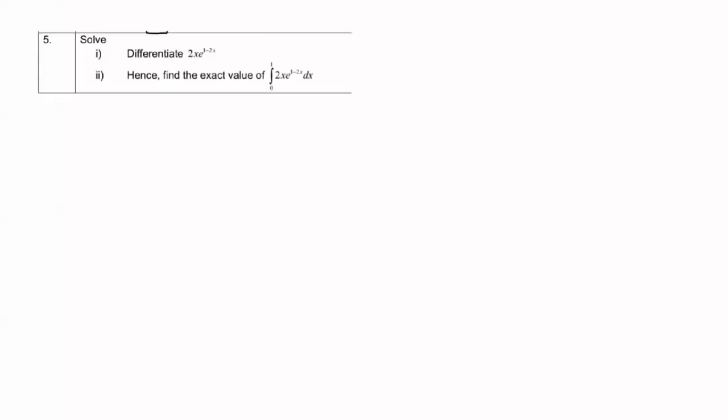Okay, so question 5, let's see. Part 1 asks you to differentiate 2x times e to the power of something. I'm just going to write it like this: d by dx of that thing. Then what rule do you use? Product rule, right? So let's keep it as 2x and e to the power of something. So differentiate the 2x, I get a 2.